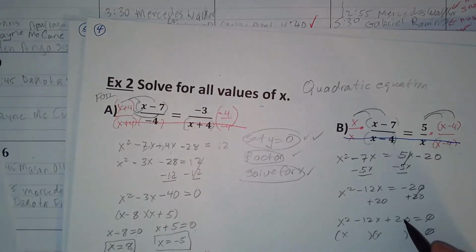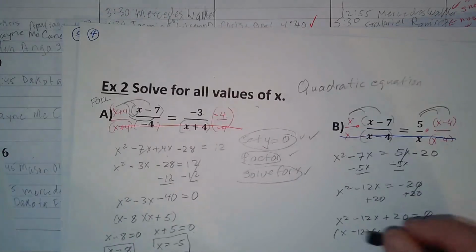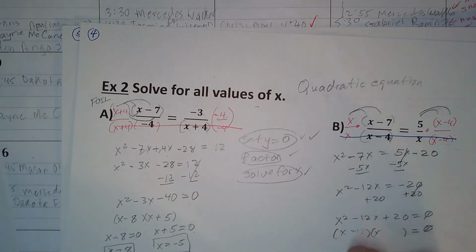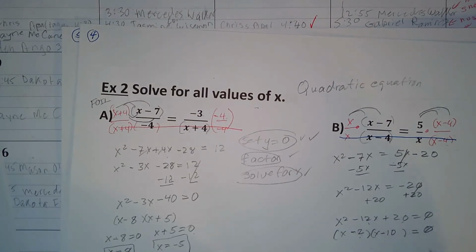20, let's see, 5 times 4 is 20. But no, let's do 2 times 10, because when we add together negative 2 and negative 10, we get negative 12. So negative 2 times negative 10 is positive 20. Negative 2 and negative 10 equal negative 12. All right, so we got that right.